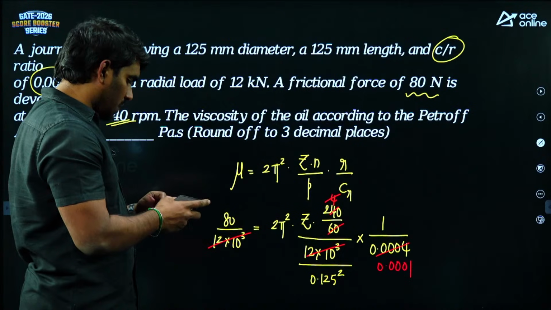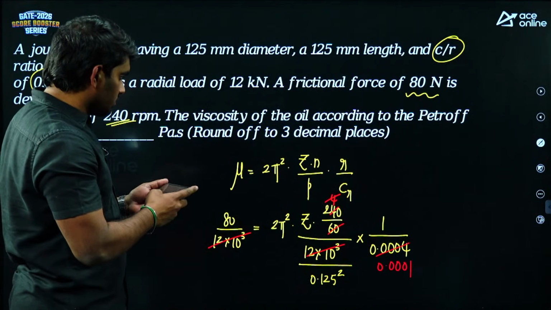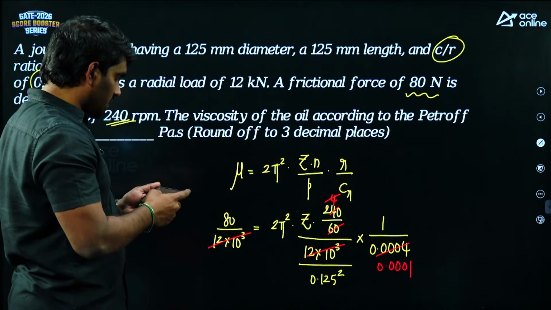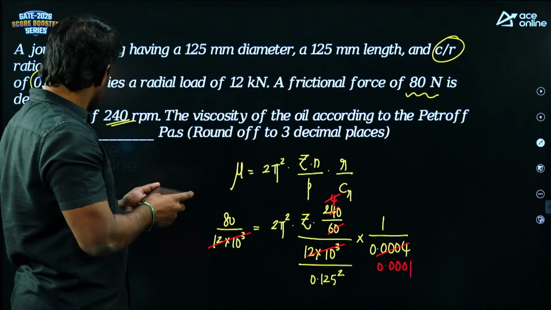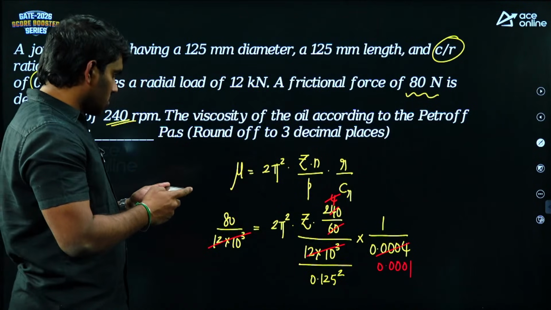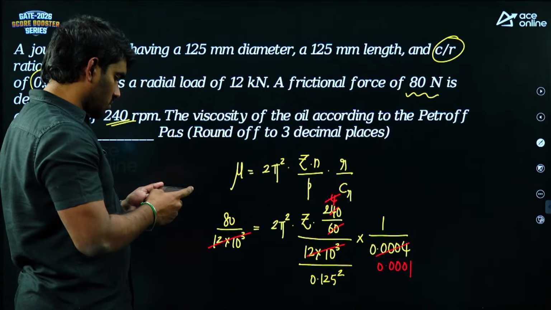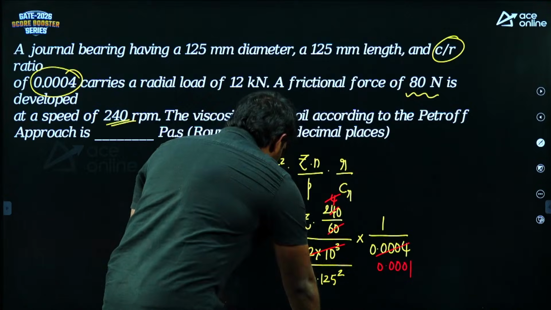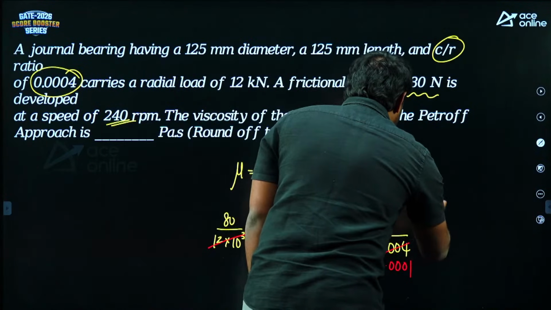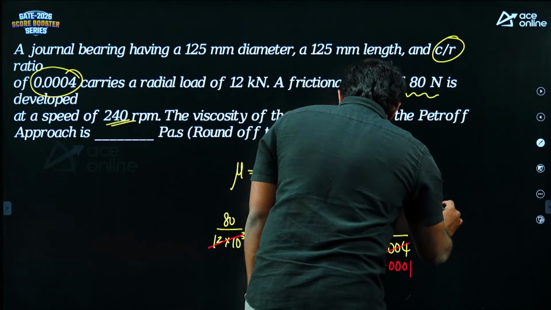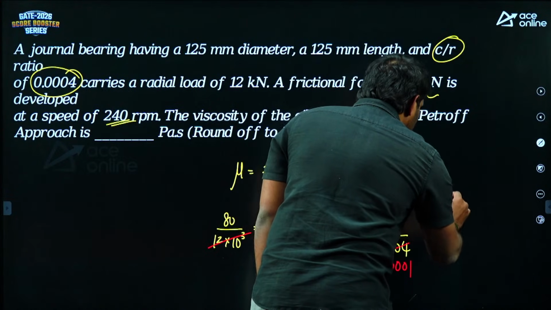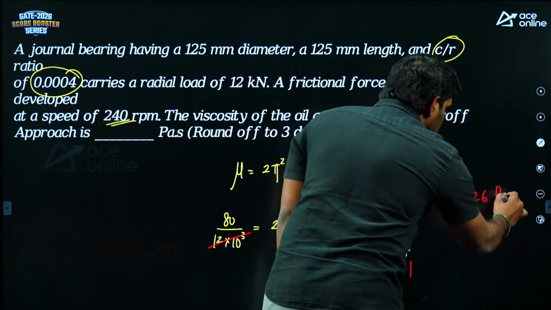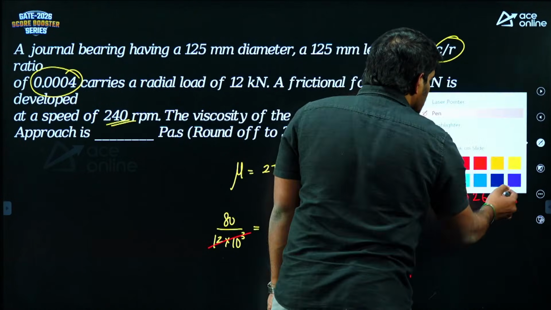2 into pi square into 0.125 square divided by... the value of Z comes out as 0.026 Pascal second. Okay, this is the value.